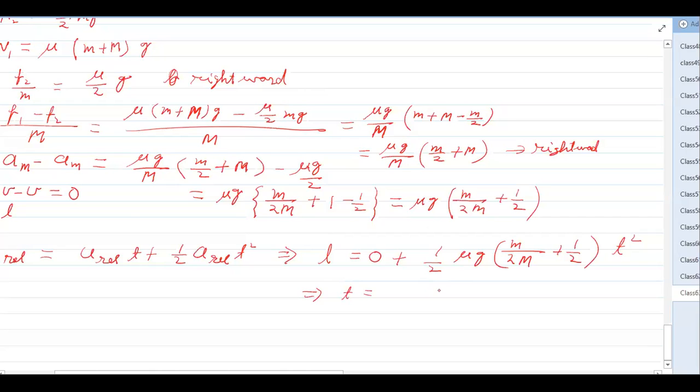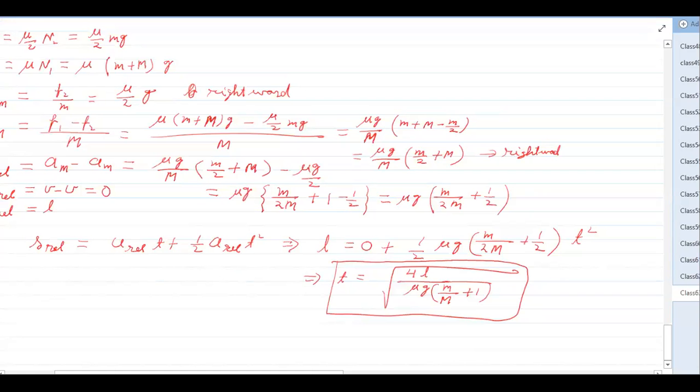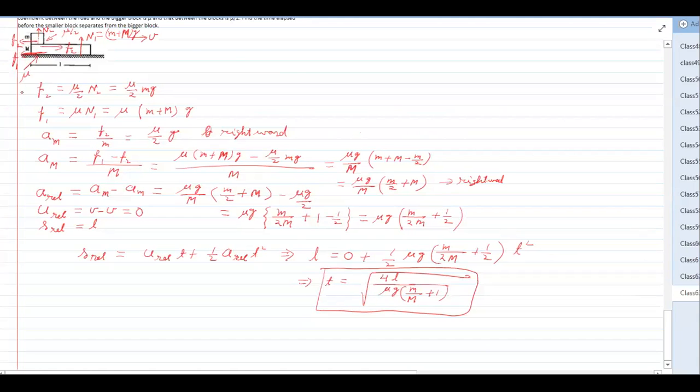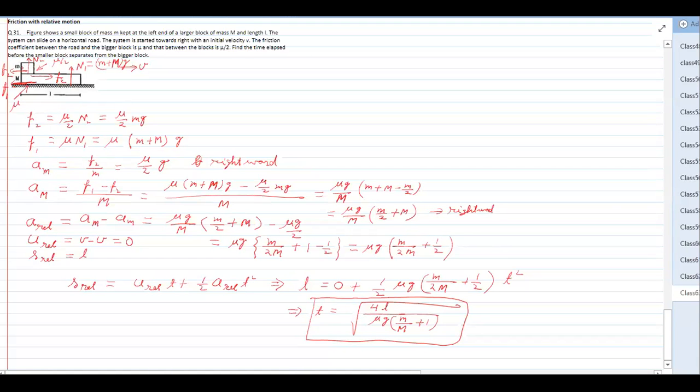If we solve it, we will have t equal to the square root of 4L divided by mu g times (small m plus capital M plus 1), that is, L by mu g under root. So this will be the time. In this time, the upper object will travel a distance equal to L relative to capital M. The small m will travel a distance equal to L with respect to capital M, so it will separate after this much time. Okay, so in this way we can solve.